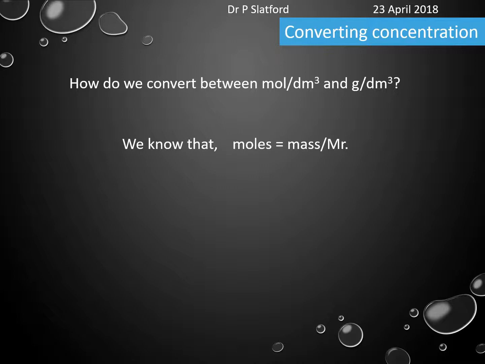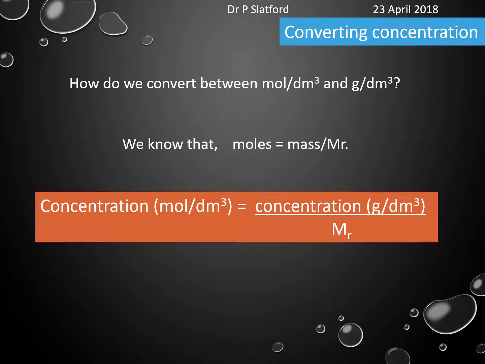But we know that moles is the mass divided by the MR. So actually, the conversion becomes quite easy because our concentration in moles per dm cubed is equal to the concentration in grams per dm cubed divided by the MR. Or you could say that the concentration in grams per dm cubed is equal to the concentration in moles per dm cubed times by the MR, depending on exactly what you get given.